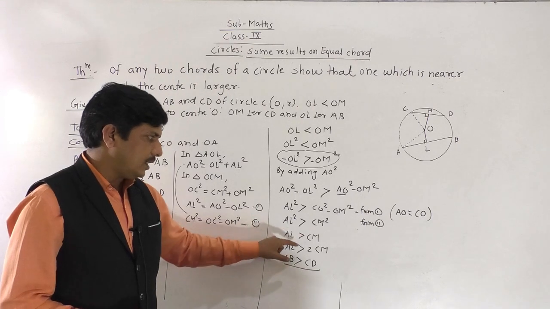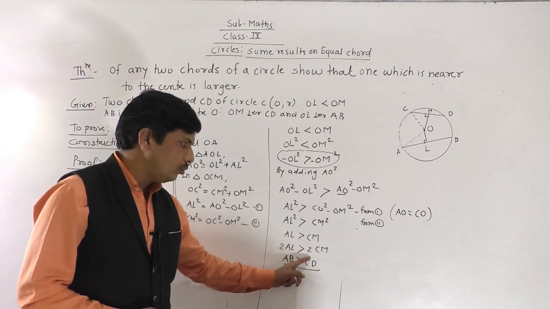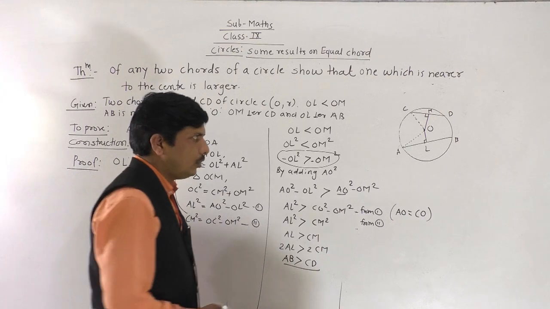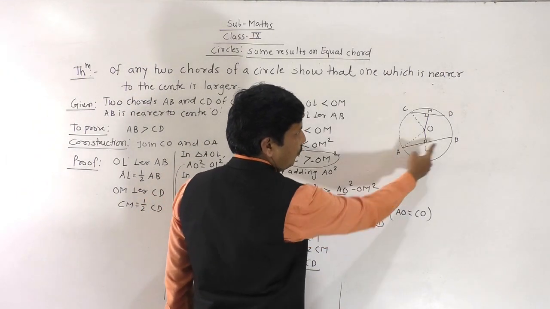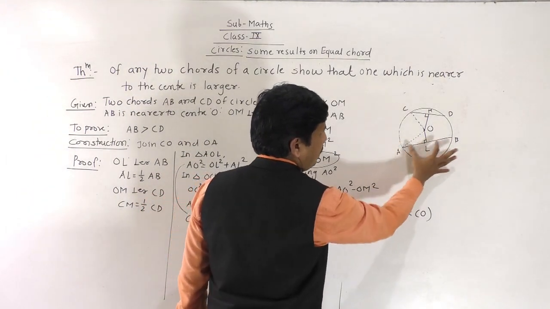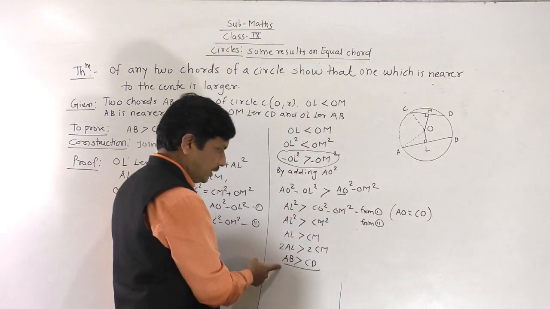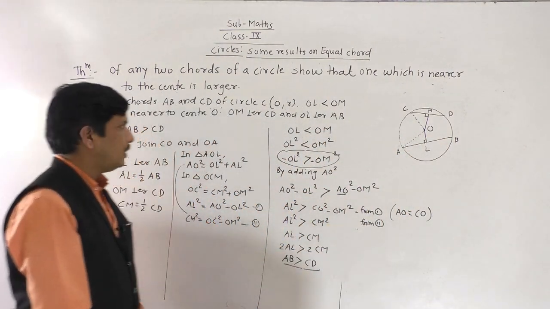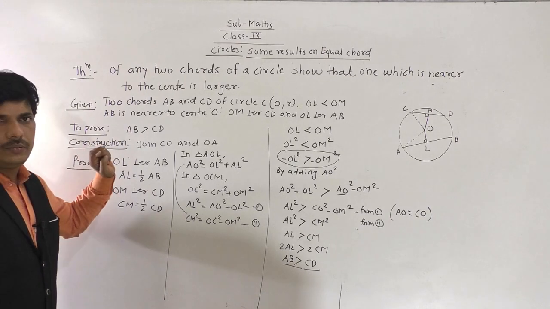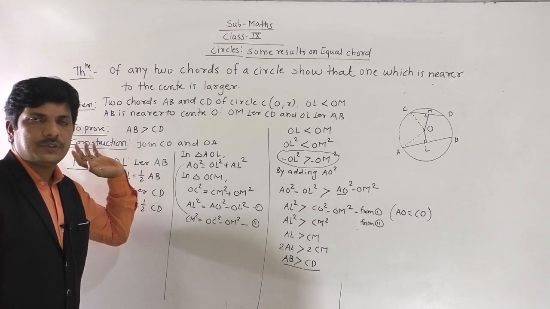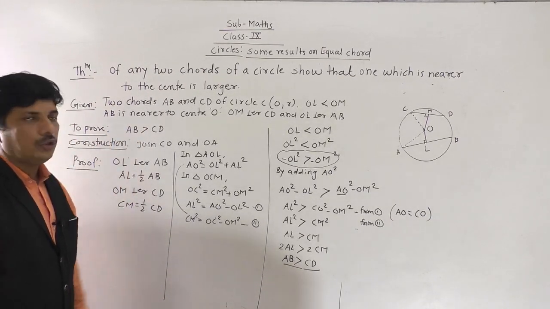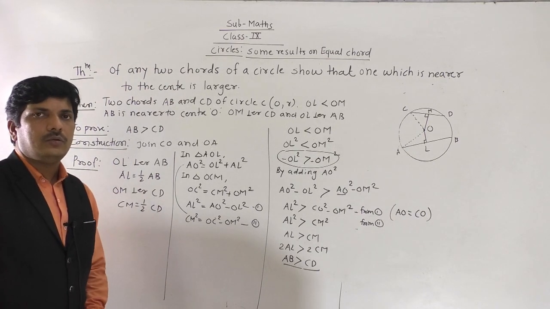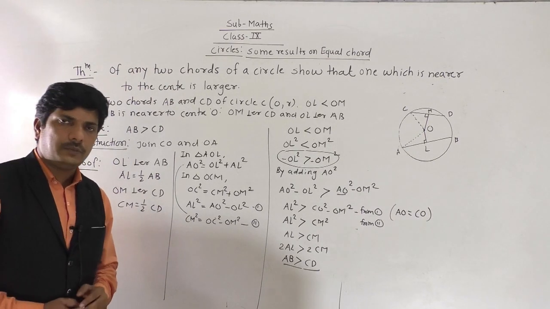If AL is greater than CM, we have multiplied by 2 on both the sides. So 2AL means what? L is the midpoint of AB. So 2AL means AL plus LB, so AB. So AB is greater than CD. That is our target. Got it everybody? Solve the same sum, both the theorems, in your notebook, and practice both the theorems. Okay, thank you.